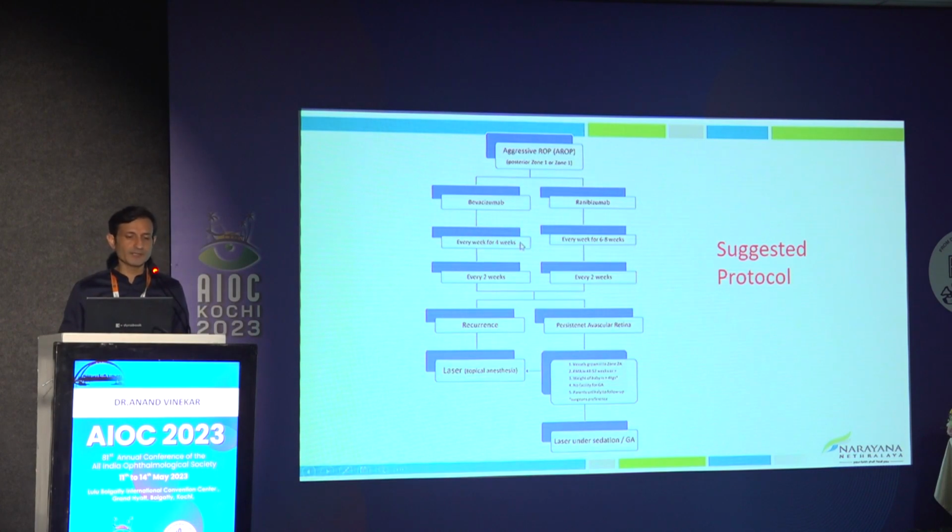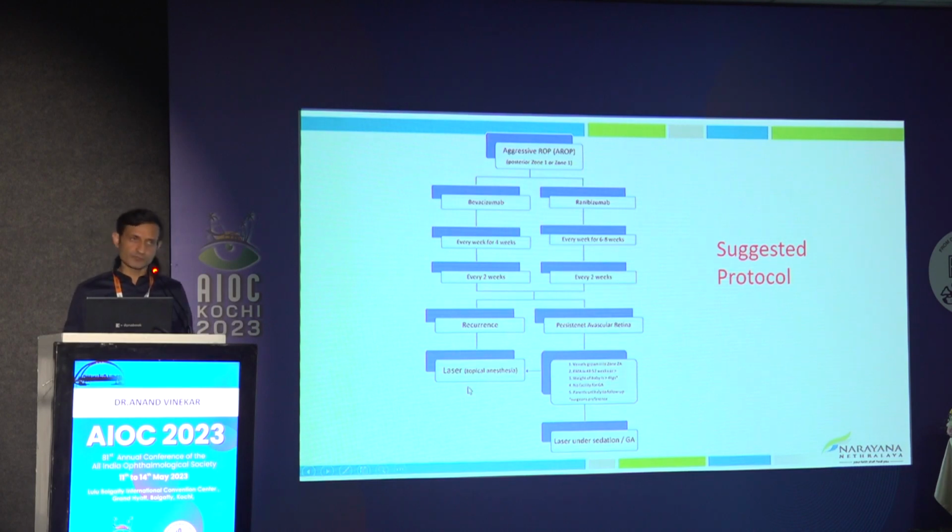This is just the initial framework. So I'm just going to spend a minute here. If it's bevacizumab, then you do weekly follow-up for 4 weeks and 2 weeks after that, every 2 weeks after that. If it's ranibizumab, you want to extend that weekly for a little longer because the recurrences may happen earlier. And after you've ensured that the blood vessels are heading towards zone 2, then every 2 weeks is enough. So every fortnight, and then 2 conditions will occur. Either there will be a recurrence or there's persistent avascular retina.